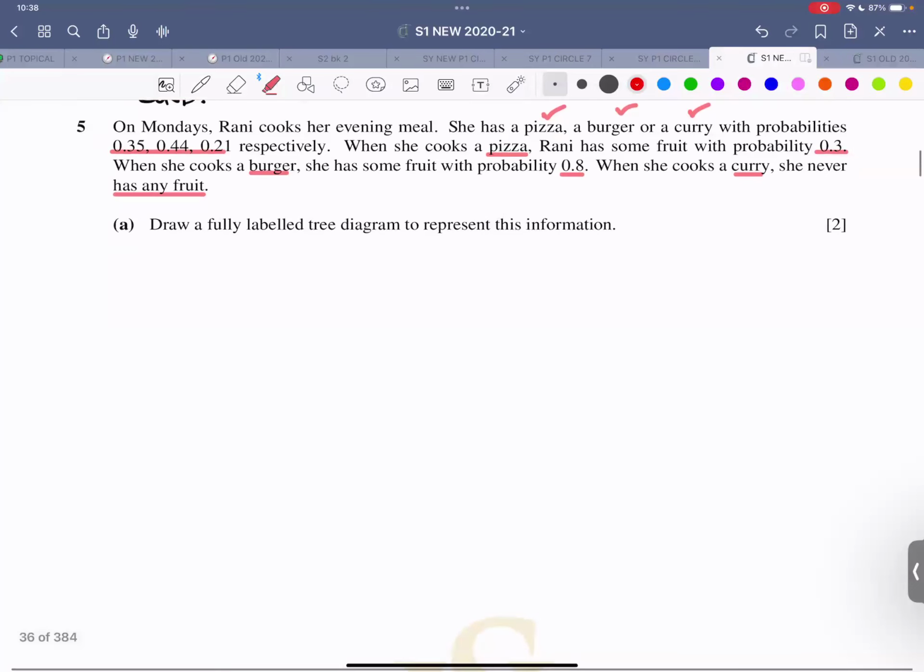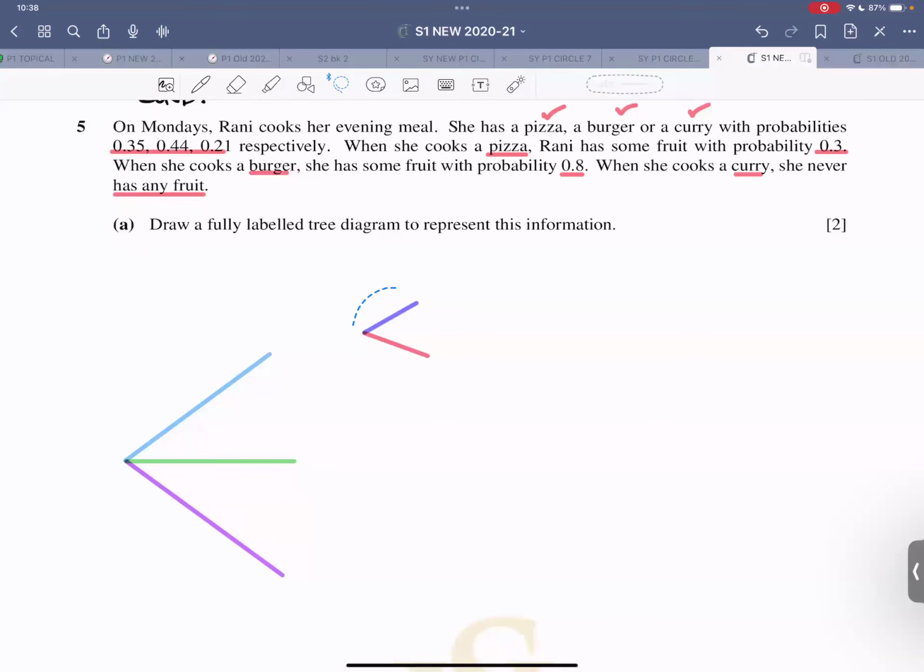So now let me draw the tree diagram. So first of all, let me draw 3 branches like this. The first branch, the second branch, and the third branch like this. So it goes like this. And then there is the option of fruit. So now over here, let me just write fruit and not fruit like this. Let me copy this and paste it over here. And let me also paste it over here.